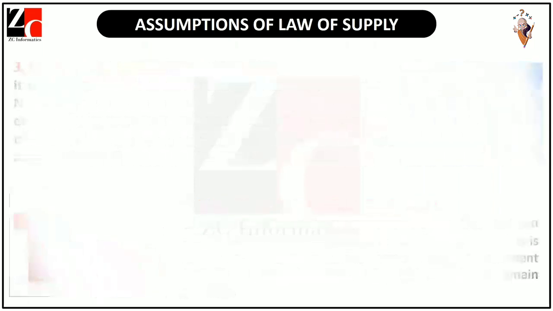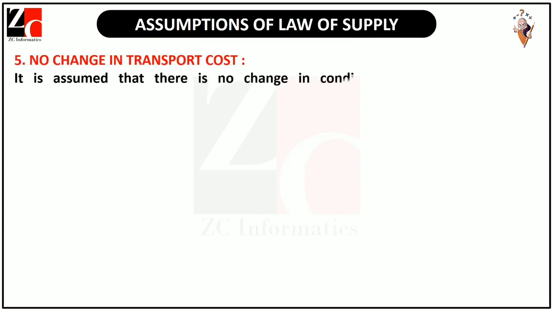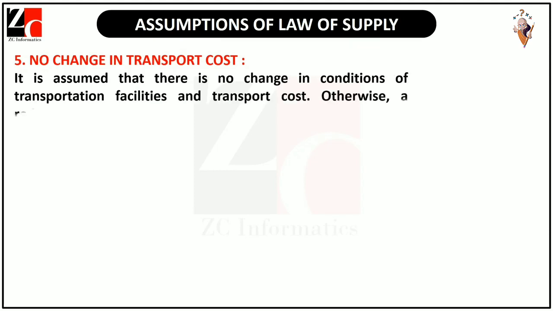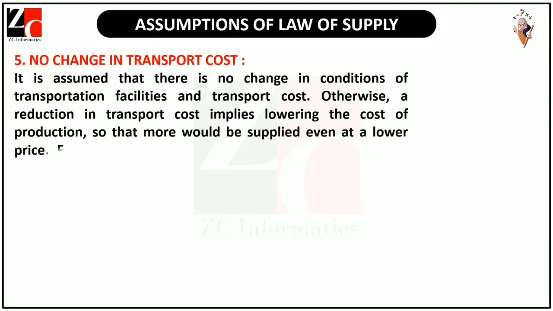Point number 5. No change in transport cost. It is assumed that there is no change in conditions of transportation facilities and transport cost. Otherwise, a reduction in transport cost implies lowering the cost of production, so that more would be supplied even at a lower price. For example, better transportation facilities increase supply at the same price.